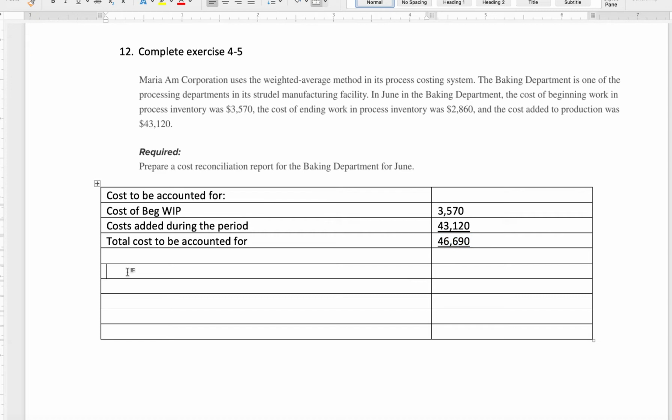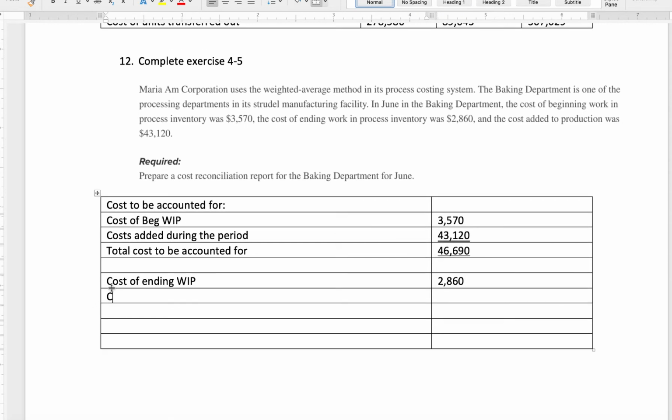So now I need to compare the 46,690 with the cost of ending WIP and the cost of the units transferred out. Okay? Very easy to do. So what's the cost of ending WIP? Well, the problem tells me it's $2,860.